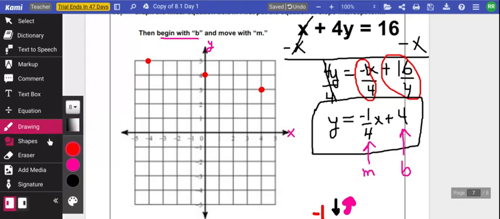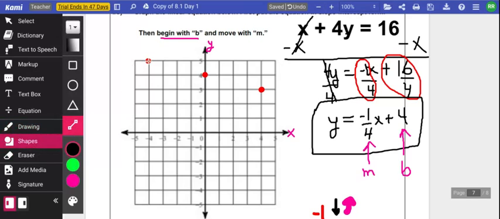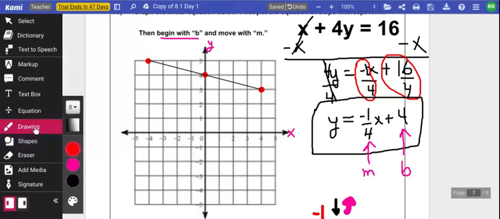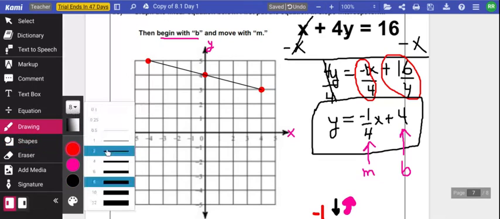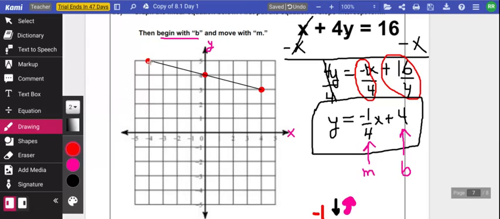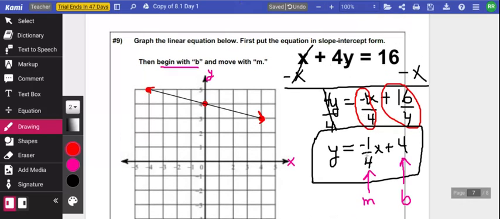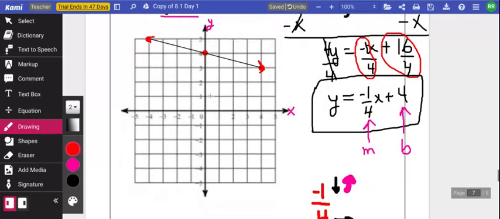So let's connect these dots now. I'm going to go shapes, insert line, connect the lines. Okay, I can add arrows on the end to show that this is a line that never ends in either direction. And there's my line. Okay, start with the equation, put it in slope-intercept form, identify M and B, begin with B, move with M. Does this line have negative slope? Is it going downhill? That's what my M should be, right? My M tells me this should be negative slope, and it is. It's going downhill.